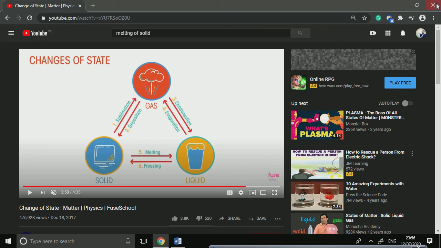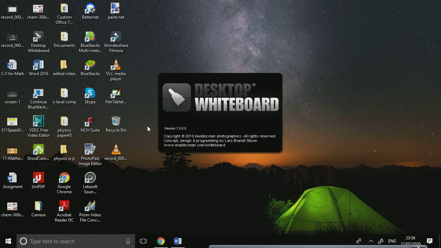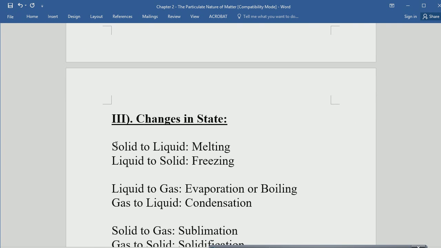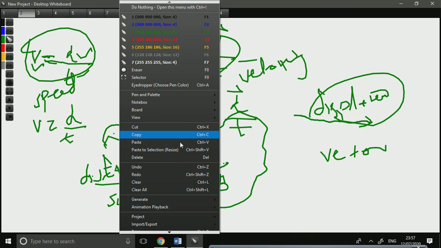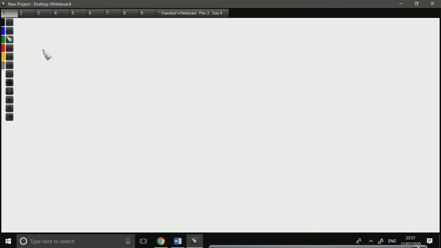Now I am explaining this on the board. We have studied in our notes the change in state, which I marked or highlighted: solid to liquid is melting, and then freezing. First of all, I clear the board. Now I come towards these two topics and explain them on my board.